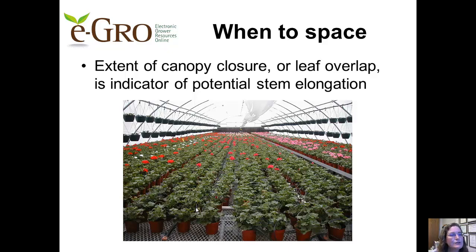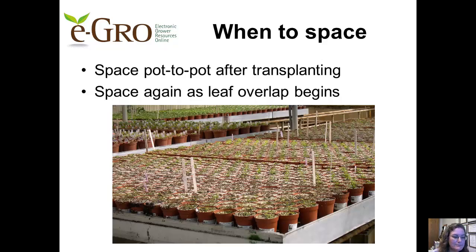The spacing of the geraniums in this photo still leaves, as you can see, a lot of room for leaf expansion before needing to worry about canopy closure, so no need to space yet. But that extra space around each pot costs money in the form of overhead costs, and for this reason, growers will often space pot to pot right after transplanting, as shown in this photo, and then space again as leaves begin to overlap.